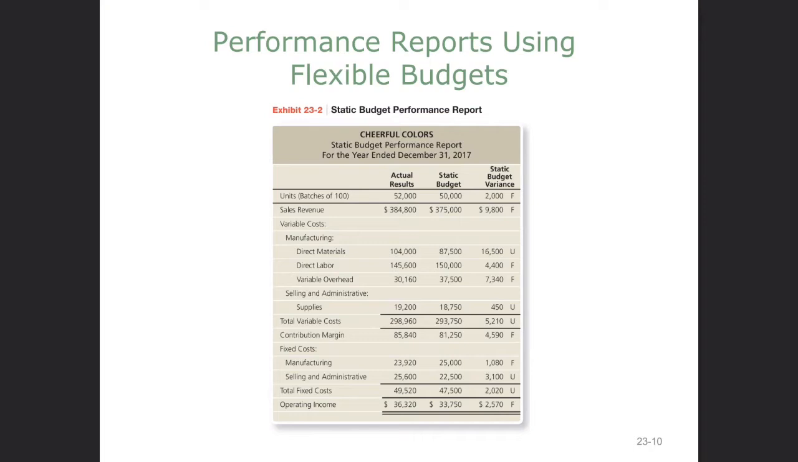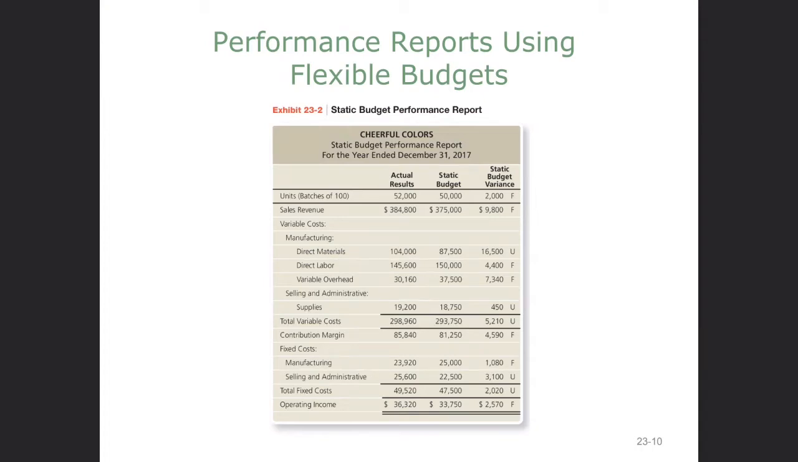And that's how you would work through all of these. Selling and administrative, this is also an expense account. So we budgeted $22,000, but our actual results were $25,000. So this expense account is higher than what we thought it was going to be. So it's unfavorable. We're not happy. We spent more than we thought we were going to spend. So it's unfavorable, and the difference is the difference between the two, which is $3,100.